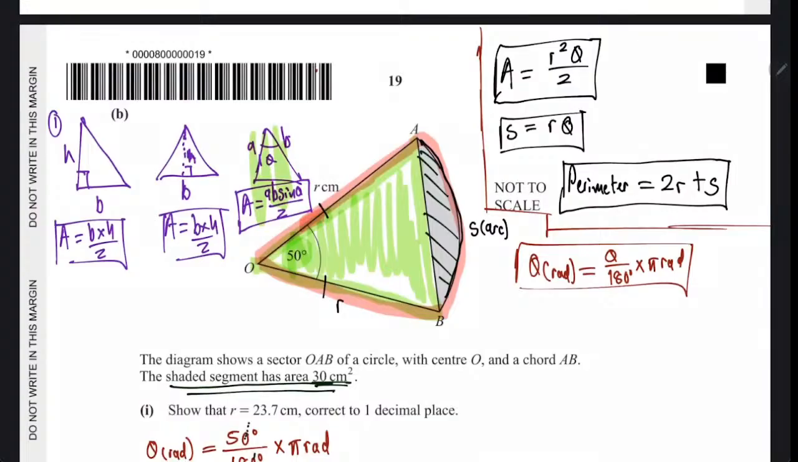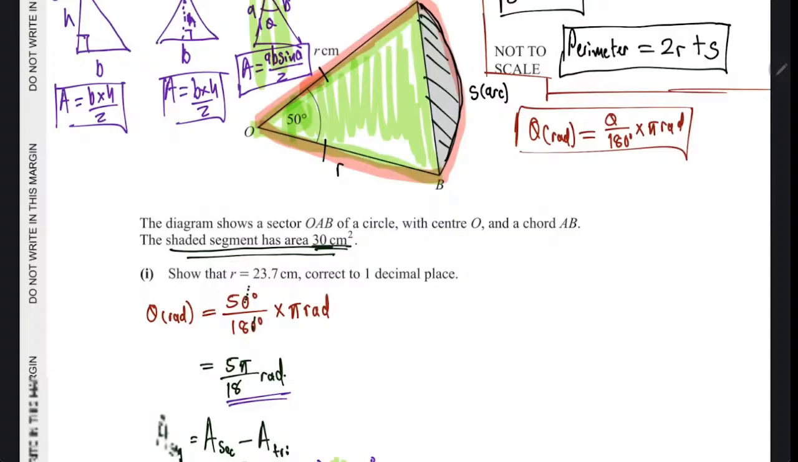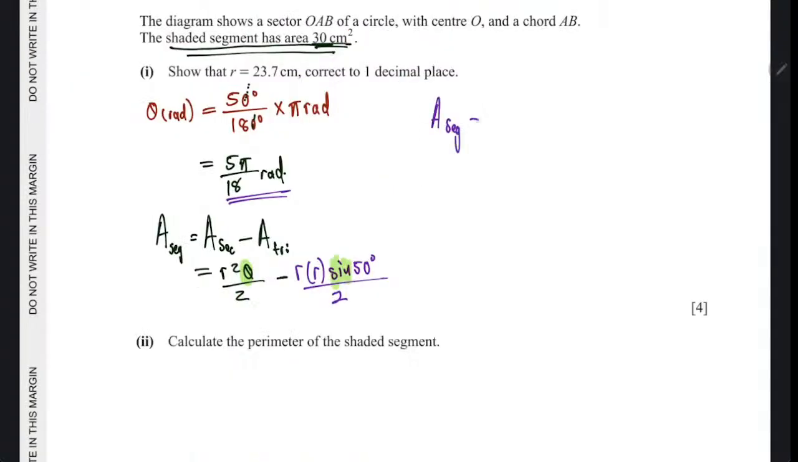I will be so happy if you can do this. It's your opportunity to shine. So you now say area of the segment will be equal to, what is your R? They say show that R is 23.7. Okay, fine. They say the area of the shaded segment is 30. So instead of area of shaded segment, you can now say 30 is equal to R squared by theta. What is theta? 5 pi over 18. And this is all divided by 2 minus, this is R times R, which is another R squared, times sine 50, divided by 2. Is sine 50 degrees a good answer?